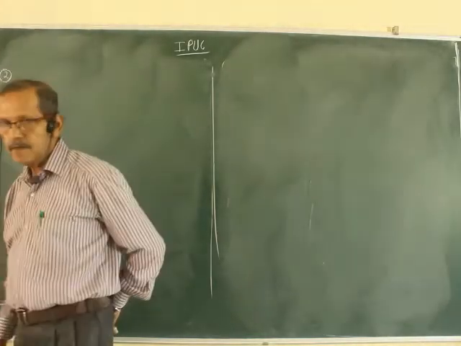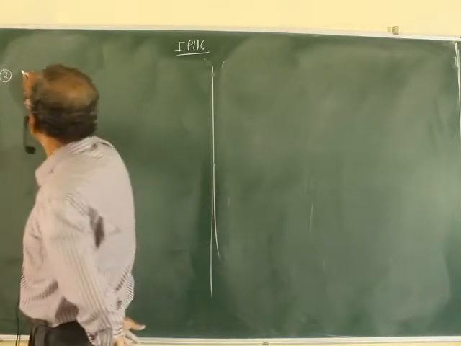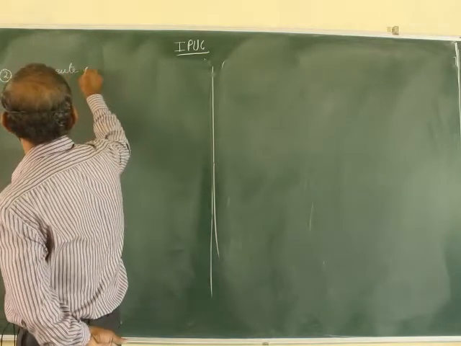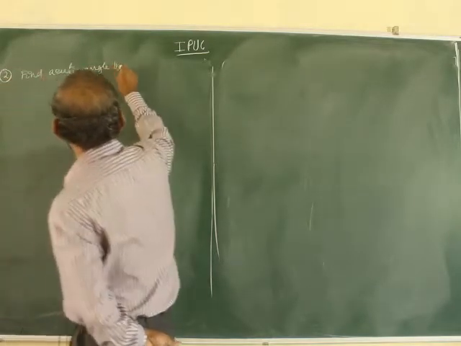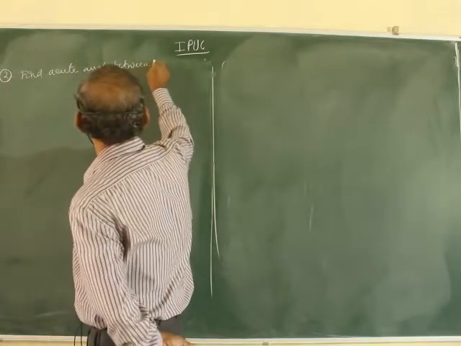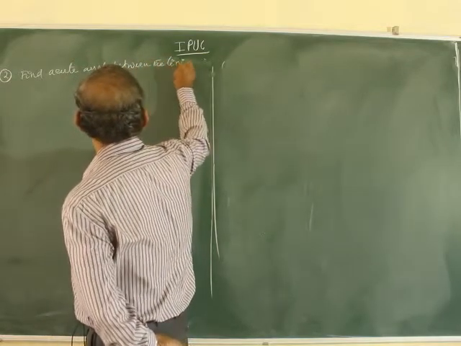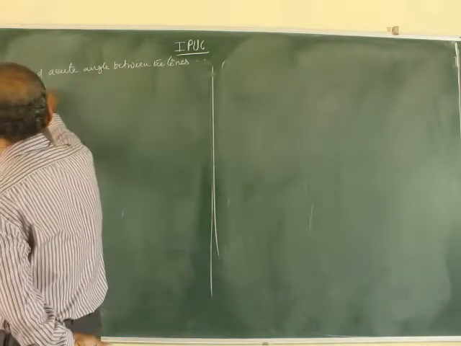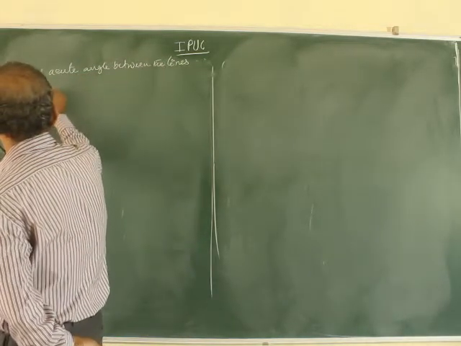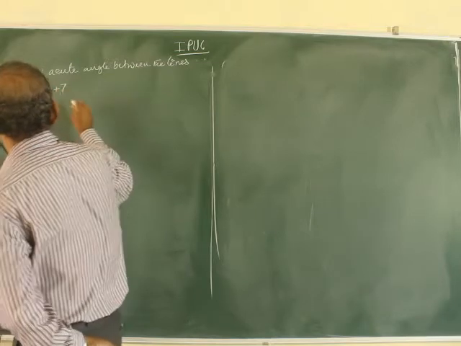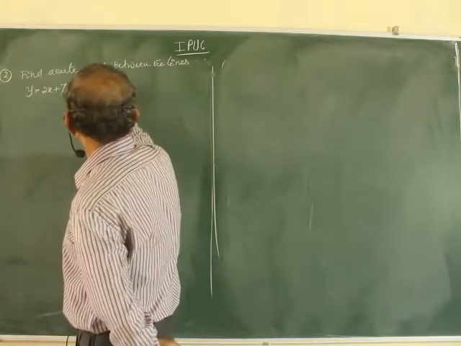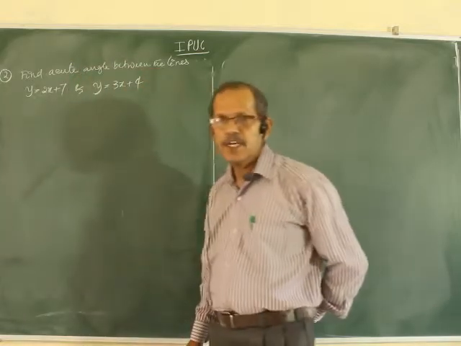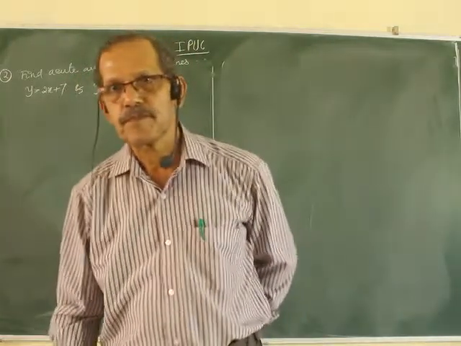Second example, find the acute angle between the lines y equal to 2x plus 7 and y equal to 3x plus 4. Same type of example, one more.